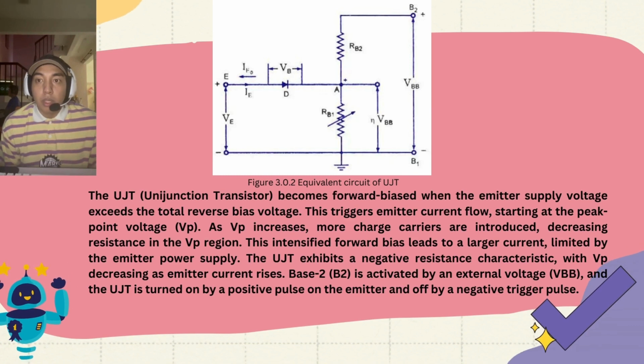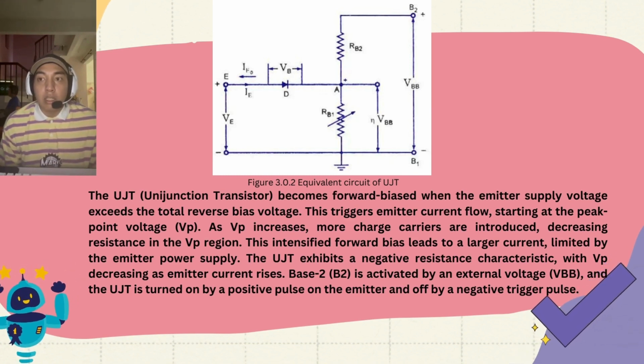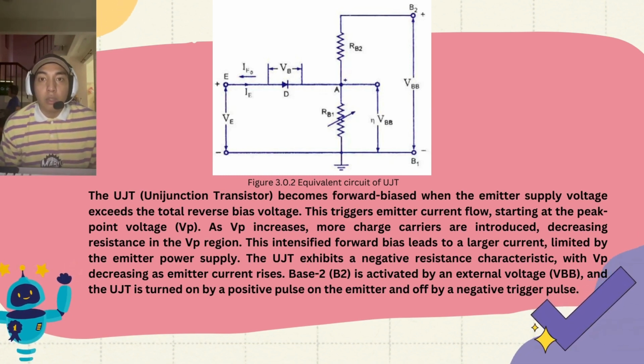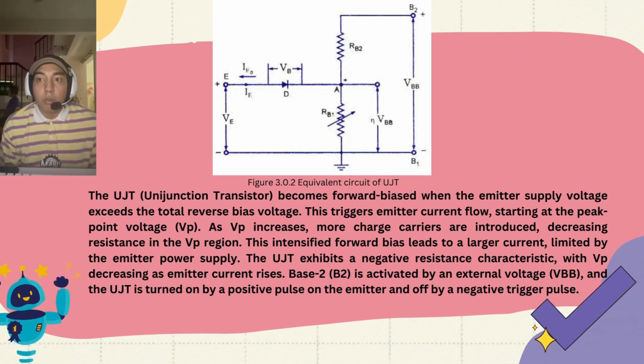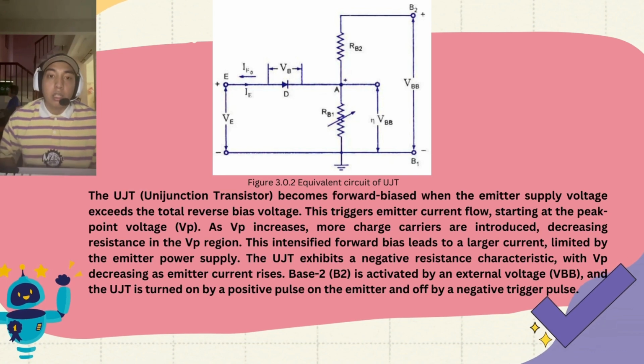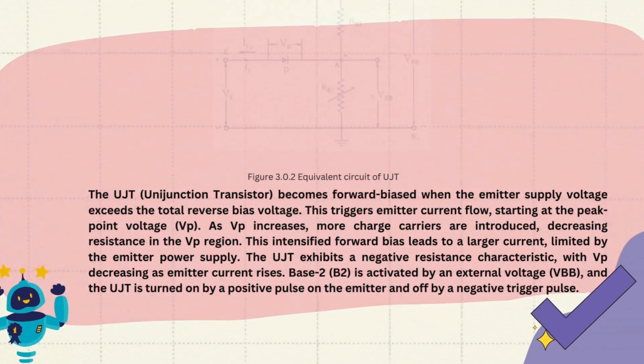Base 2, B2, is activated by an external voltage VBB, and the UJT is turned on by a positive pulse on the emitter and off by a negative trigger pulse. That's all from me. Thank you.